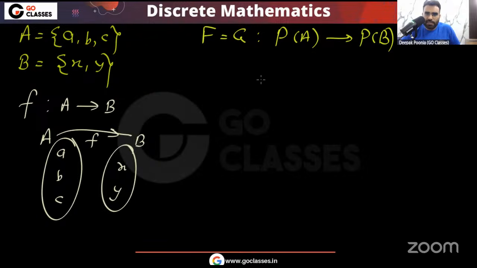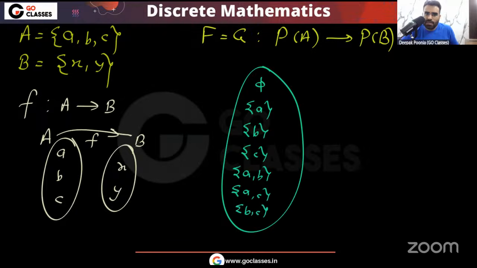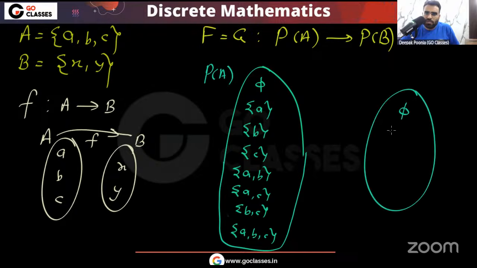Now let me quickly write the power set of A. There will be a total of 8 elements, every subset of A. So phi will be there, {a} will be there, {b}, {c}, then {a, b}, {a, c}, {b, c}, and {a, b, c}. Very easy. This is the power set of A. And what is the power set of B? That will have 4 elements: phi, {x}, {y}, and {x, y}. So very simple. This is the power set of B.